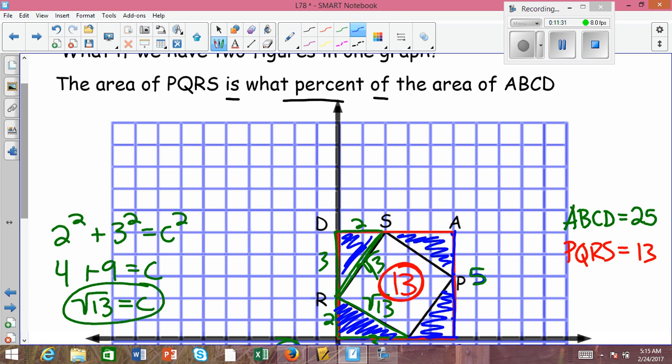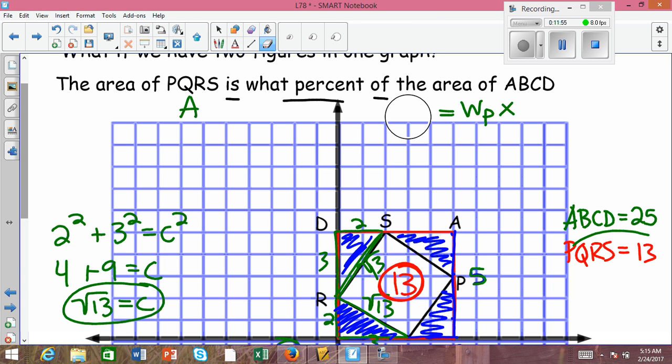So we need to write an equation here, which is kind of what we've done already this year many times. So we're just going to say this is A, which we know A is 25. 25 is what percent, W sub P, of the area of... I wrote that wrong already. Let's change this. PQRS is 13, I apologize. 13 is what percent of 25. So is it going to be smaller or greater than 100? The answer is smaller. That is right.